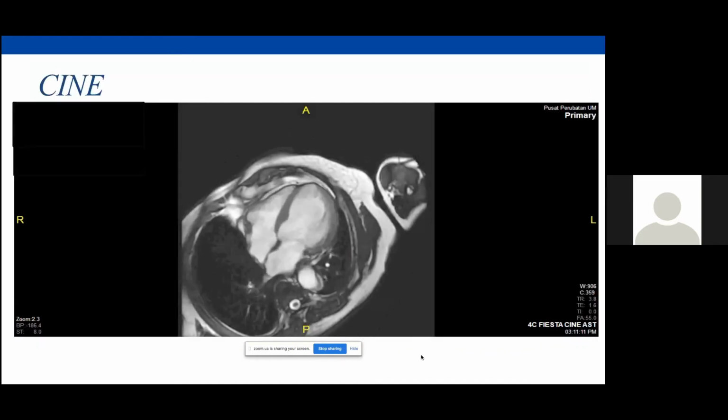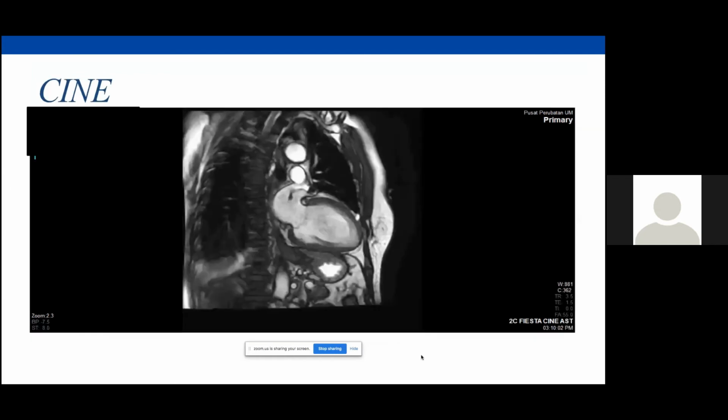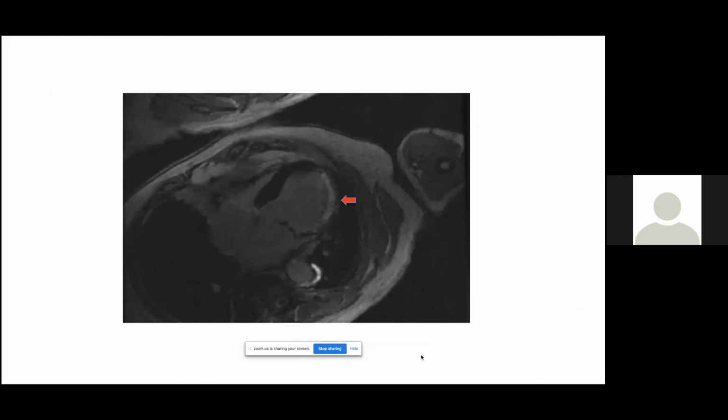So these are the cine images of the patient. If you look at this particular movie, we can tell that probably the contractility is mildly impaired, and the LV looks mildly dilated. Otherwise, I don't think there's any gross abnormality from these images. This is the long axis two-chamber view. Again, not much there.